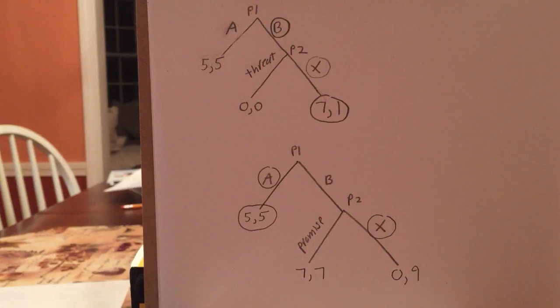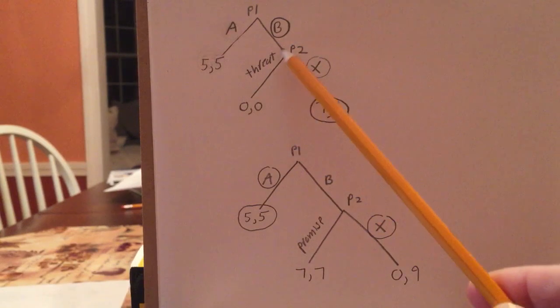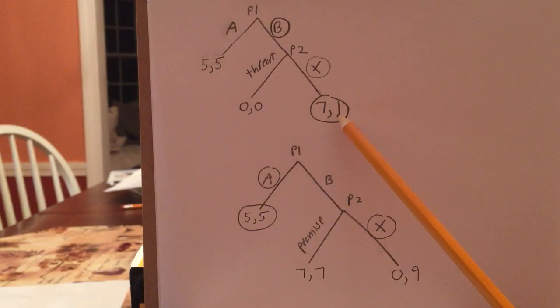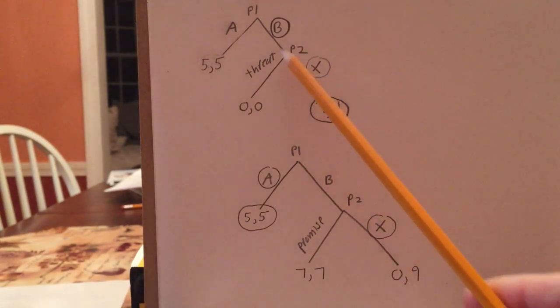So player 1 can pick A or B, and then player 2 can pick what I've labeled threat or X. Now, if you see the equilibrium the way we would normally solve it, we'd solve it backwards. Player 2, if player 2 got here, would say, well, look, my choice is between 0 or 1. I'm going with the 1. So player 2, she gets here, should pick X.